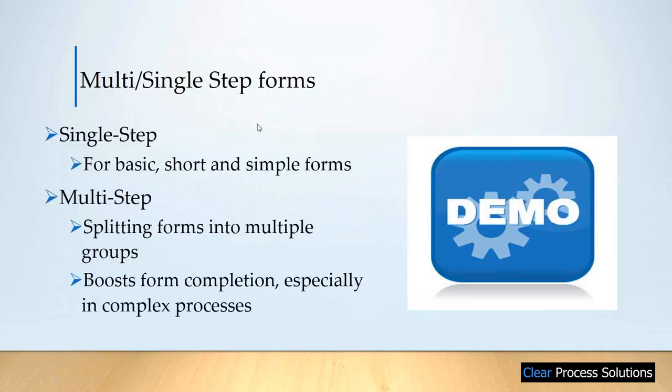So what we have here is multiple and single step forms. So what do we mean by that? What are we talking about here? So a single step, what that would mean is for really just basic, short, and simple forms. This could be a few fields. This could be just a simple questionnaire, a survey, and the single step really works great in that regard. But most of the time we could be working with SAP, and also just complex and complicated forms.